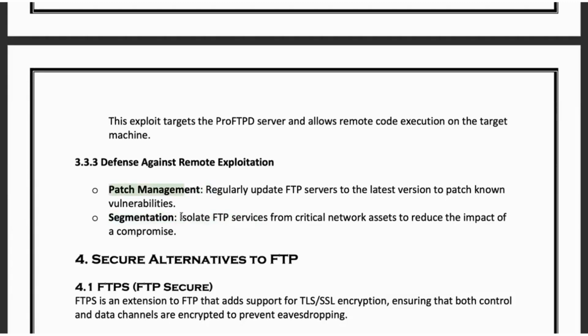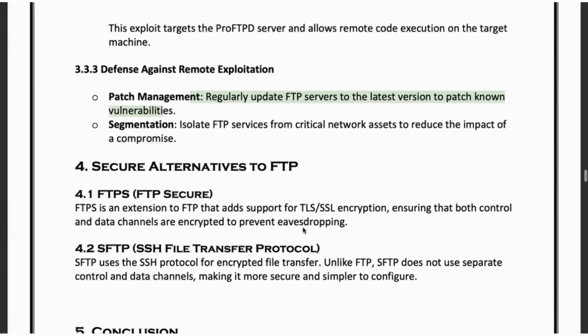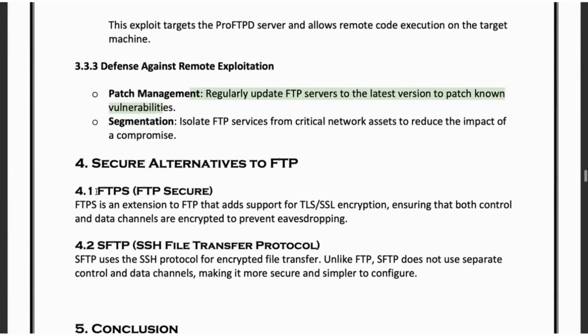Because suppose you separate your FTP services from your network assets, then somehow the attacker will make a connection and try to compromise the network. But that's not the complete solution. So patch management is the solution you can suggest to the developers or the deployers. What alternatives can you use? You can use an FTP secure channel, and you can use SFTP as well, right?